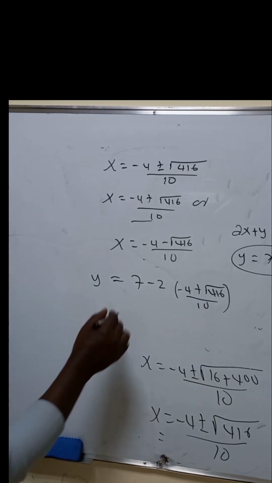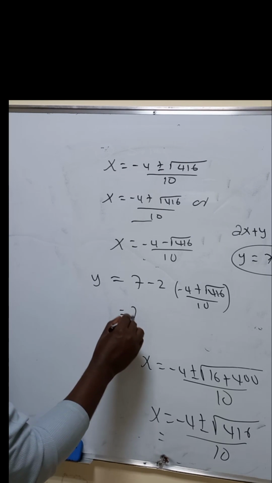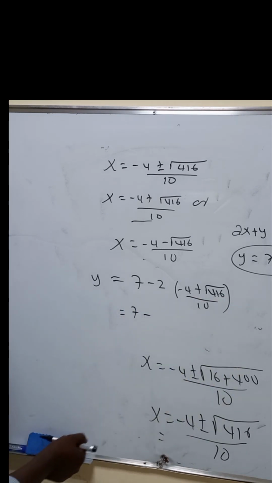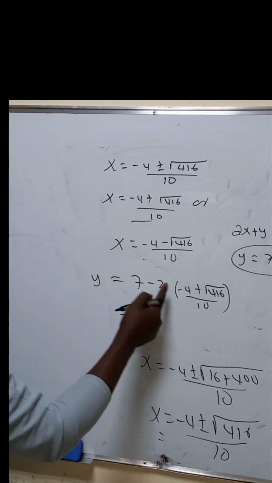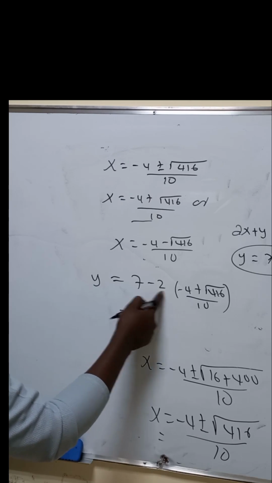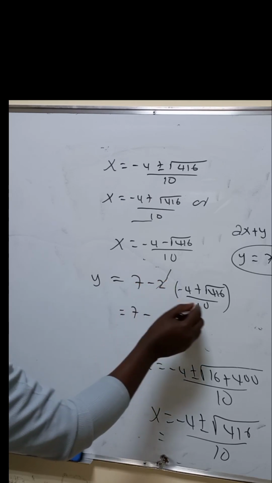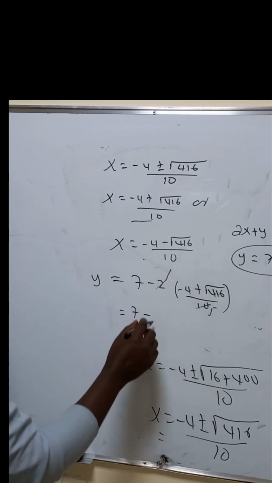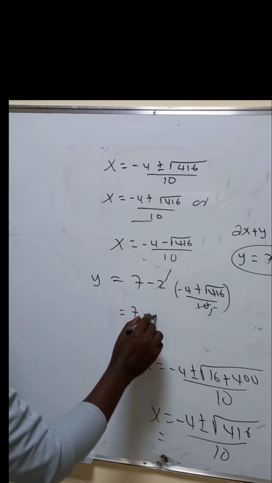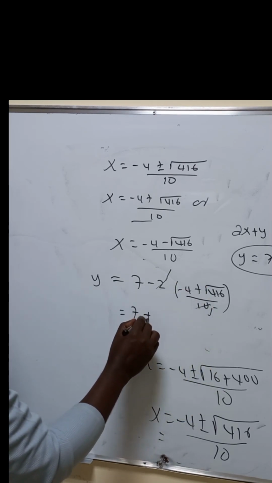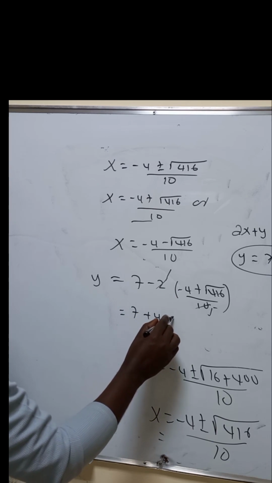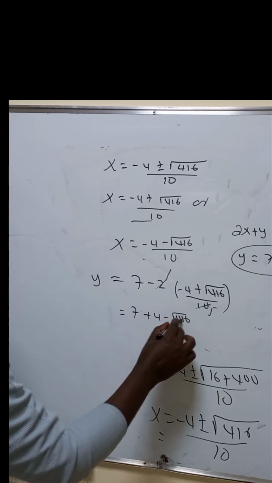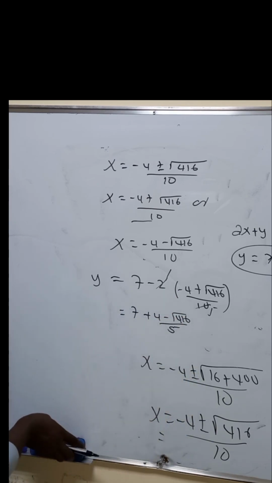So this is equal to 7 minus, you can multiply both sides by this one. So 10 is cancelled by 2, one by 2, this is 5. So you can immediately multiply by negative. Negative by negative is positive: 4 minus the square root of 416 over 5. So this is one solution.